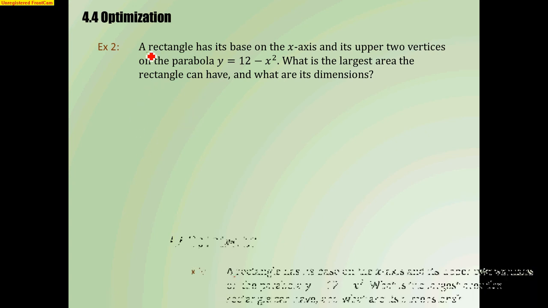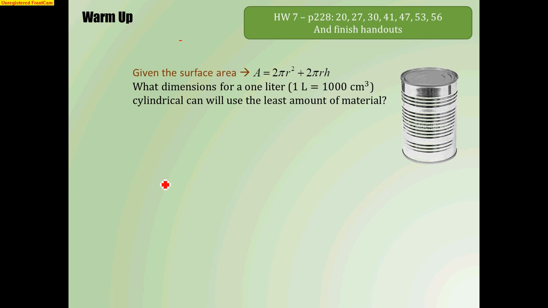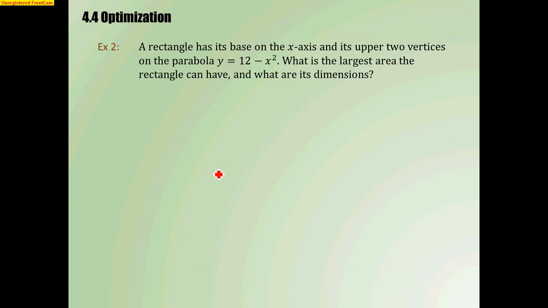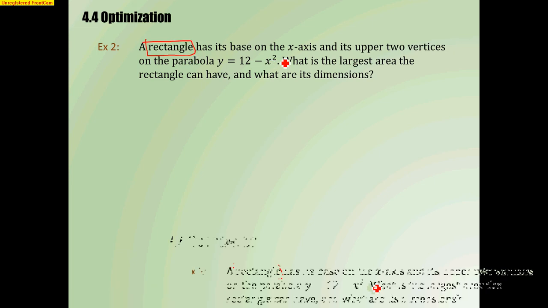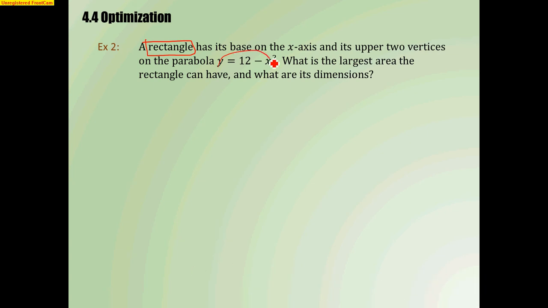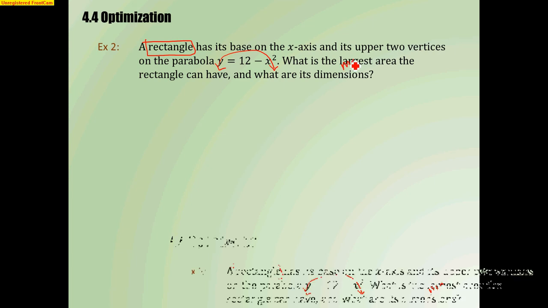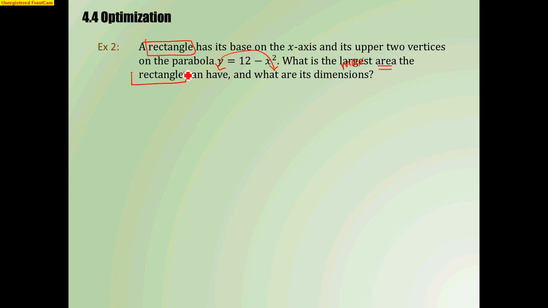So firstly, I have a rectangle. I have a parabola that opens down. They're asking me to maximize the area of that rectangle. And further, they're asking me for its dimensions, length and width. So the first thing I'm going to do is draw a picture using my Algebra 1 skills of my parabola.